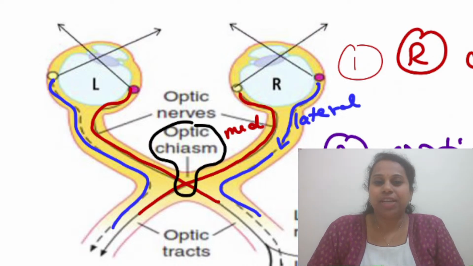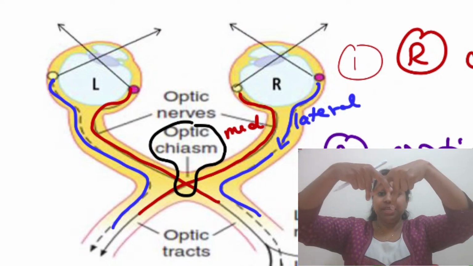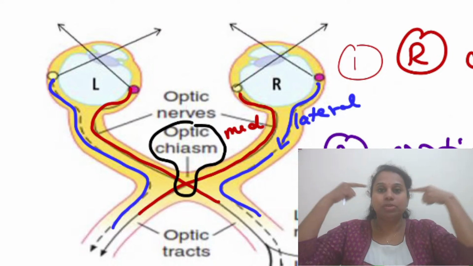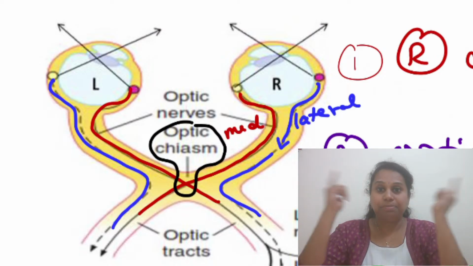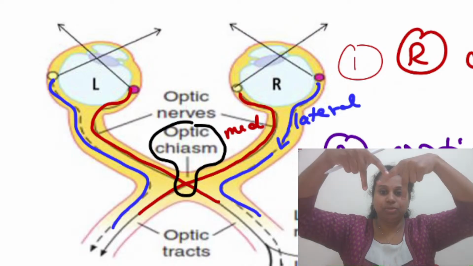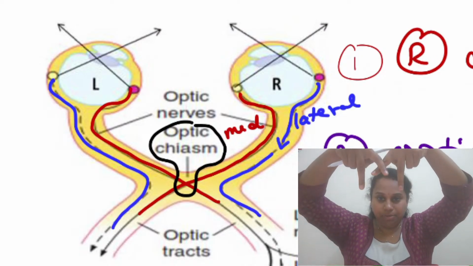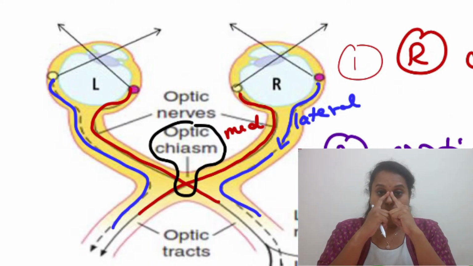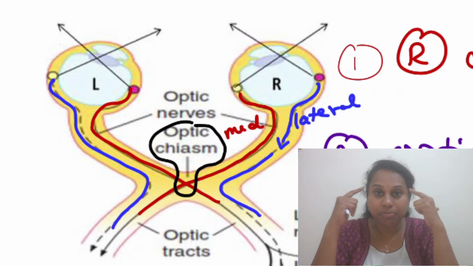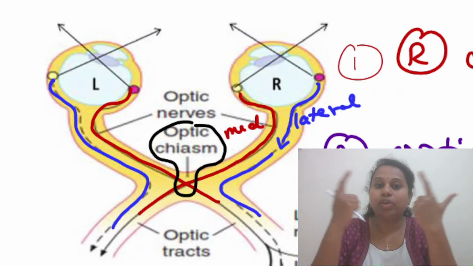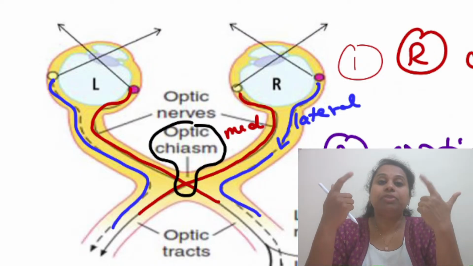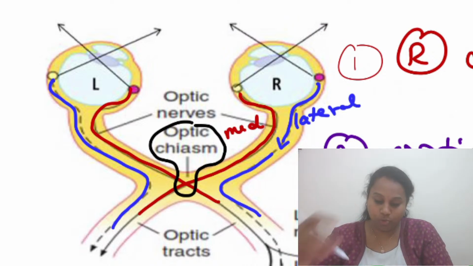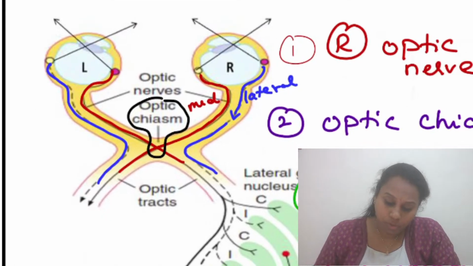So if there's any lesion at optic chiasm, both the eyes' medial fibers will be cut. If medial fibers are damaged, the patient will lose temporal vision. So that's called bitemporal hemianopia. In optic chiasma lesion, lateral fibers go uncrossed, medial fibers cross, so both medial fibers are cut. That will carry vision from both the temporal halves. So in optic chiasm lesion, patient will lose vision on both the eyes' temporal half. That's called bitemporal hemianopia.